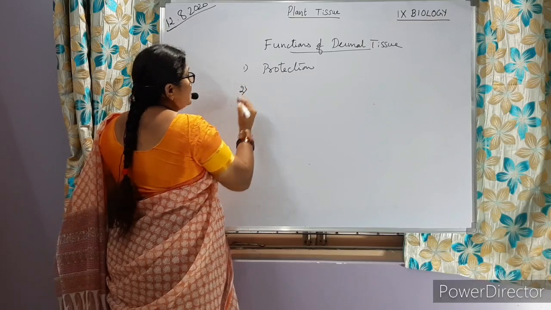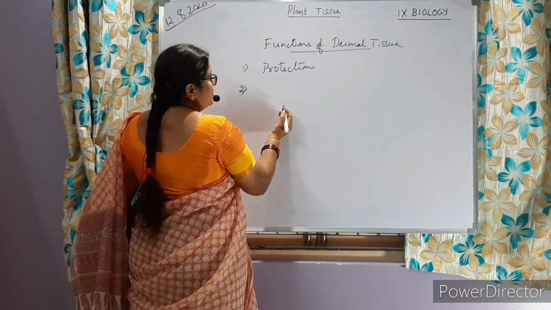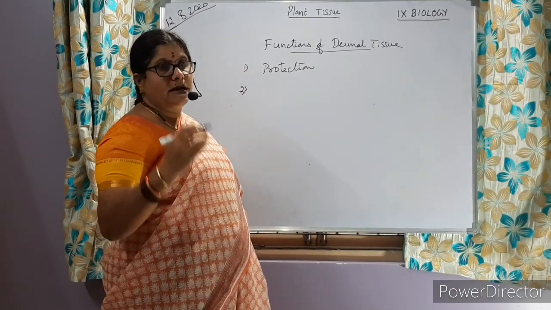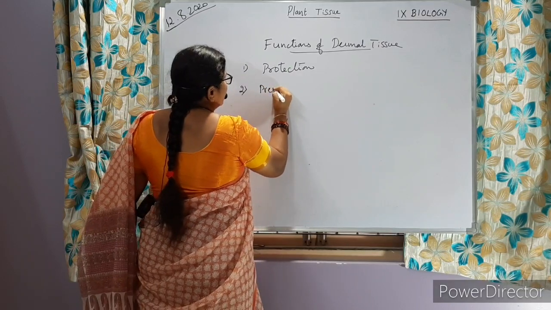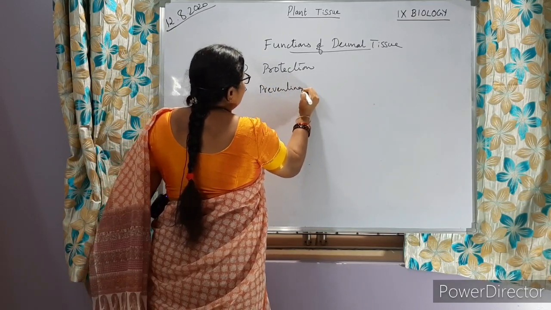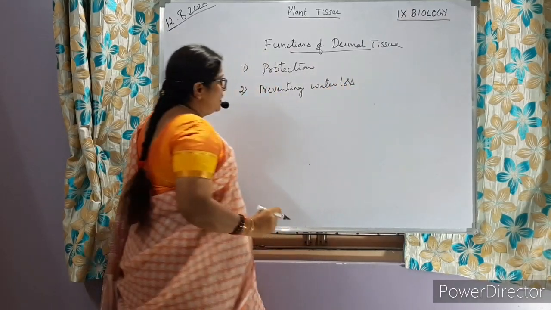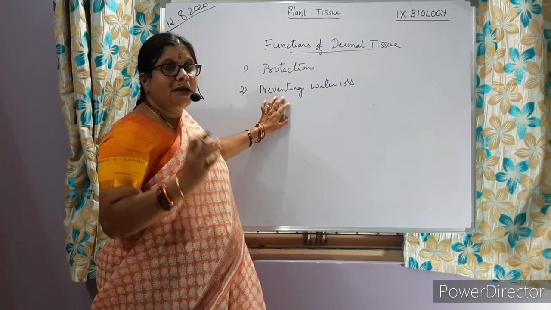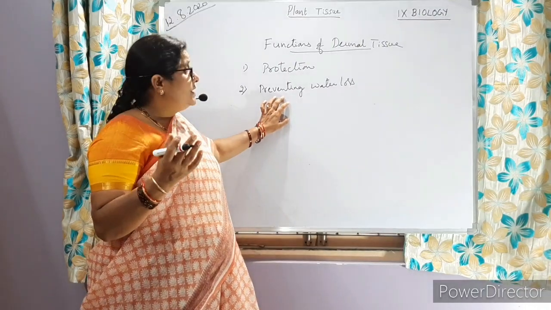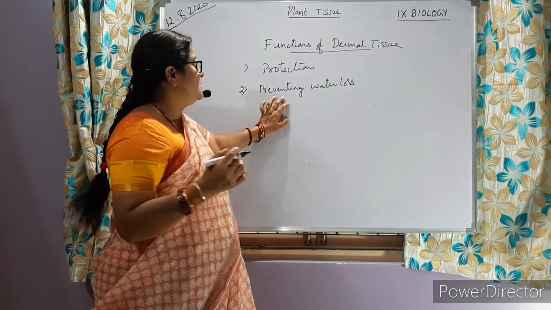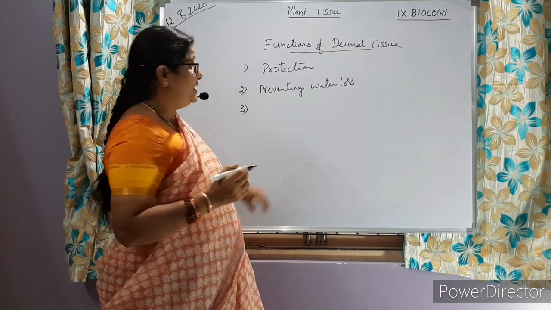Second point, as you learned already, the stomata help in gaseous exchange and transpiration. So it helps in preventing water loss by closing the stomata. Is it clear to you? Where do we observe that? It is seen in the plants which are grown in desert regions. Even other plants also do it if it is needed.